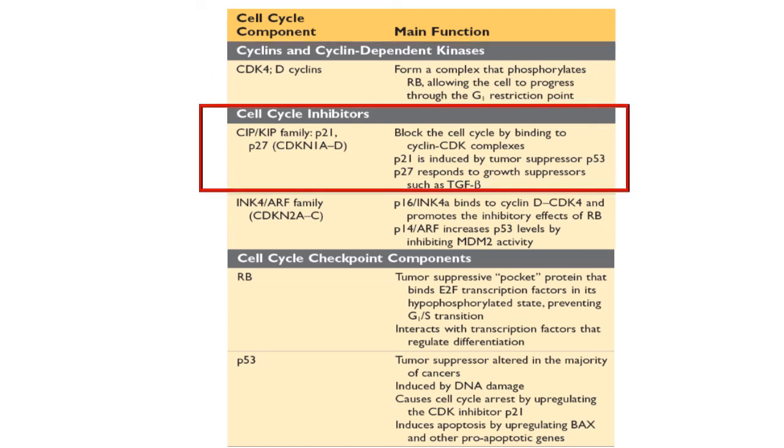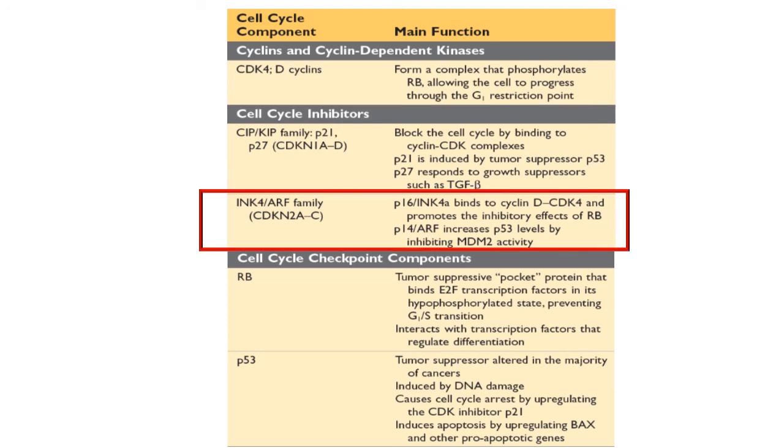The cell cycle inhibitor is the CIP-KIP family, and P21 and P27 are important members. They block the cell cycle by binding to cyclin CDK complexes. P21 is induced by tumor suppressor P53, while P27 responds to growth suppressors such as transforming growth factor beta.